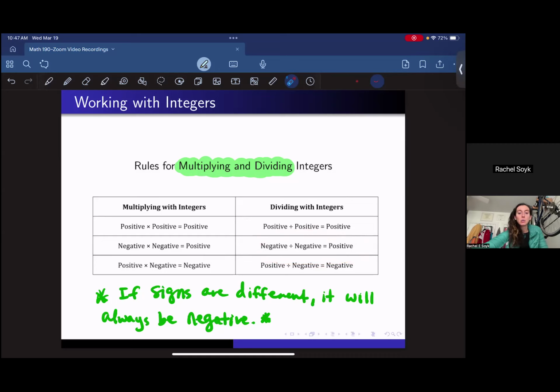But anytime you have opposite symbols, sorry, my cat is being a little distracting right now.